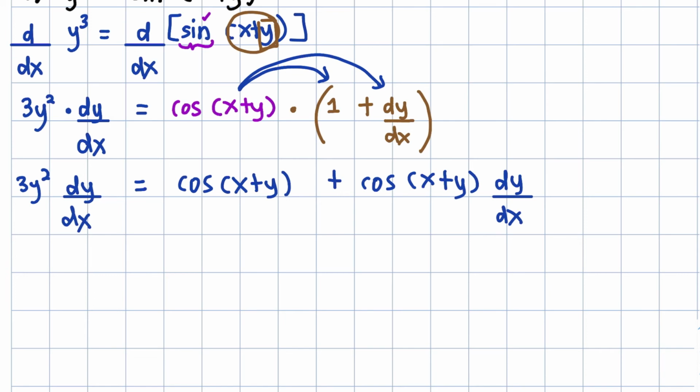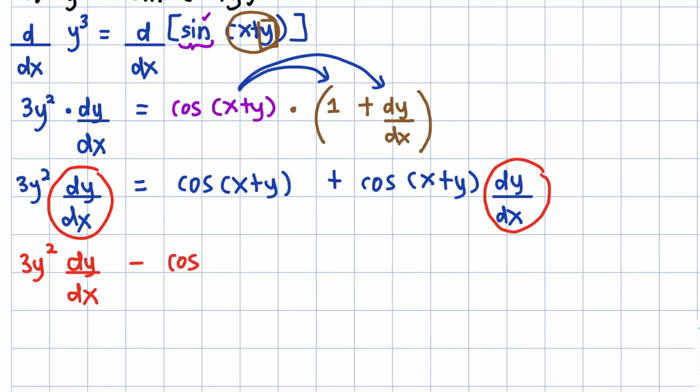Now, if you look at here, your dy dx is on two sides, the left hand side and your right hand side. So you can bring over your right hand side to the left hand side. You will get 3y squared dy over dx, and because it was a plus, you're going to get minus by cosine of x plus by y dy over dx. What happened to your cos y? Just write it back: cos of x plus by y.